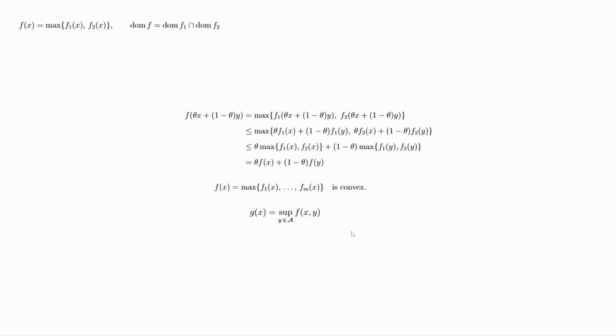We can generalize this even further to what we call an infinite family. What this means is that we take some y in an index set A. So this is the index set. If the function f is convex in x for each y, then the pointwise supremum over the whole family is also convex.